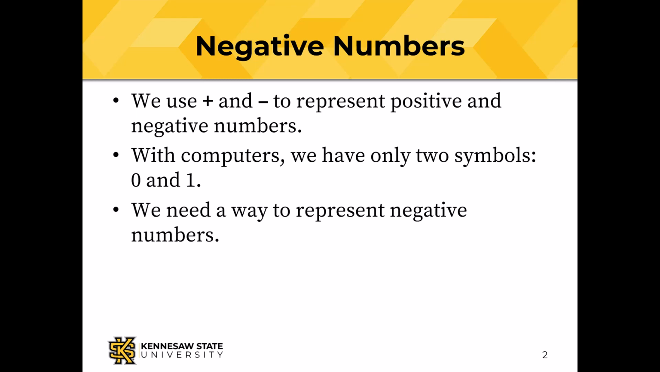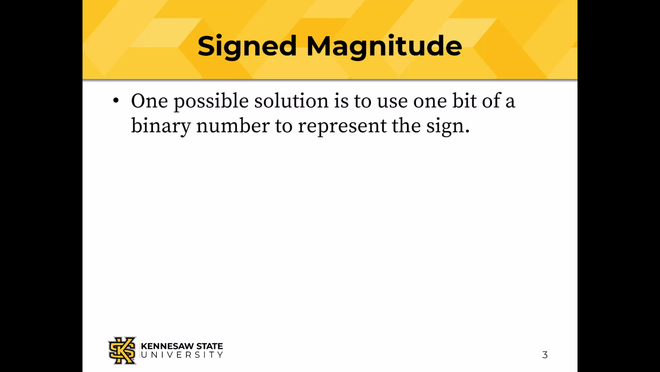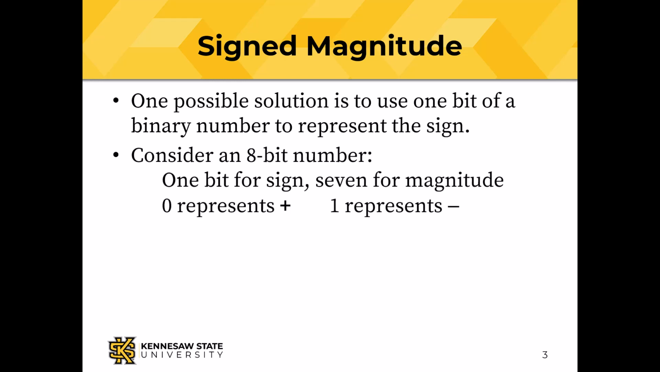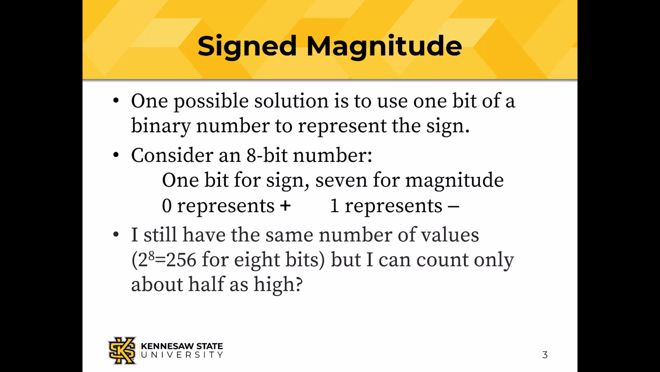only zeros and ones. One possible solution is this format called signed magnitude. We use one bit of a binary number to represent the sign, and the remainder of the bits to represent the magnitude. So consider an 8-bit number. If I use one bit for the sign, there are 7 bits left to represent the magnitude of the number. We choose 0 to represent a plus sign and 1 to represent minus. I still have the same number of values, that is 2 to the 8th is 256 for 8 bits, but I can only count about half as high. Why is that? Right, I've only got 7 bits for magnitude.